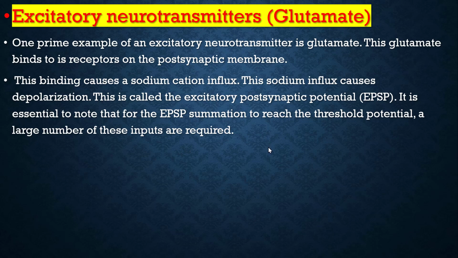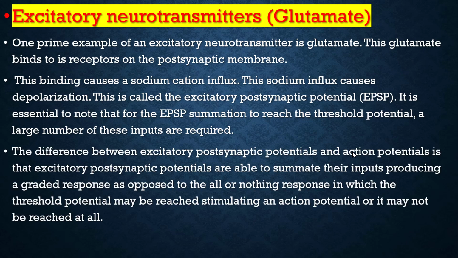This is called an excitatory postsynaptic potential. It is essential to note that for the excitatory postsynaptic potential summation to reach the threshold potential, a large number of these inputs are required. This means that a large number of glutamate molecules may be released.